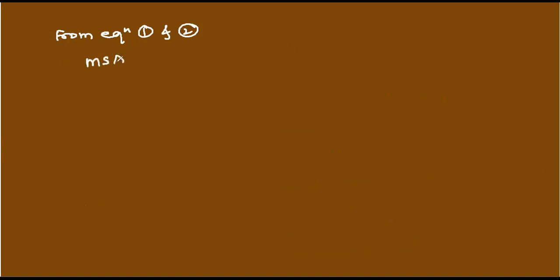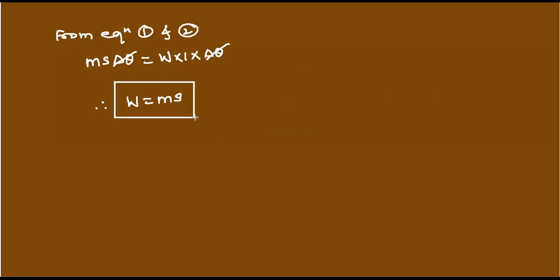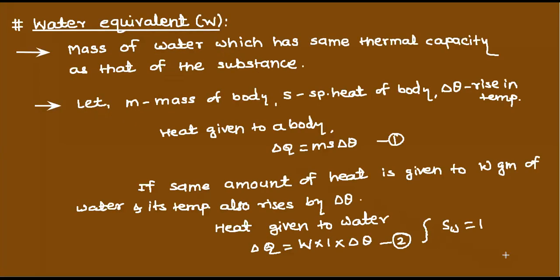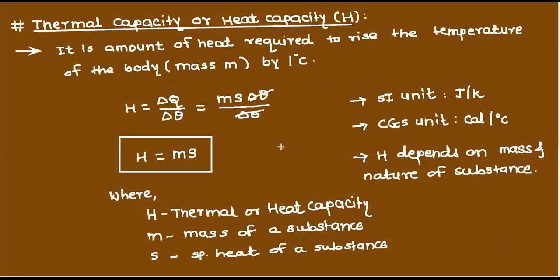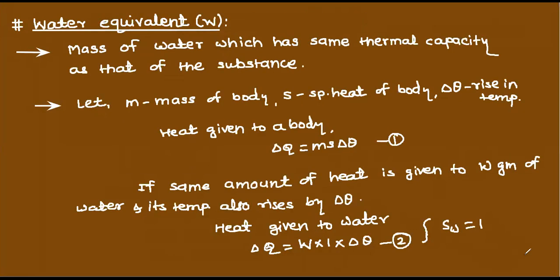m s delta theta is equal to W gram of water into 1 is the specific heat, and this is delta theta. So this delta theta will get cancel, and what you are getting, W is equal to ms. So you are getting formula for water equivalent is equal to ms, and which is same as heat capacity. If you will see, here H is equal to ms, here also H is equal to ms, and now I am getting here that is also ms only.